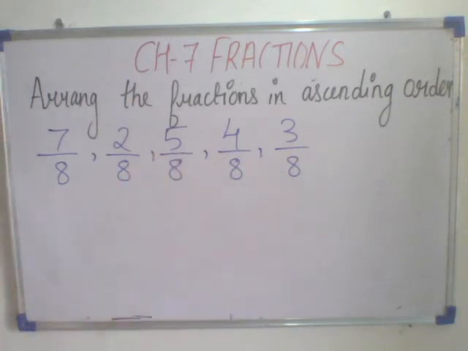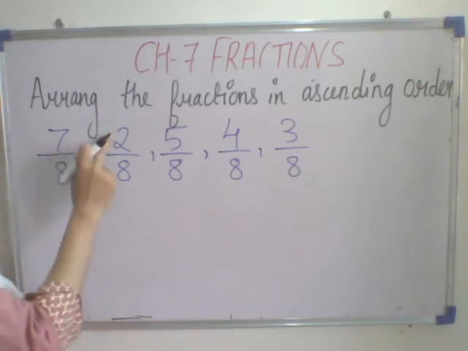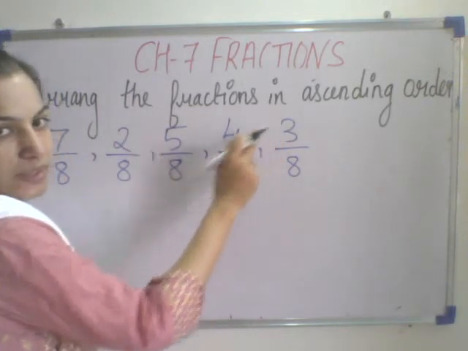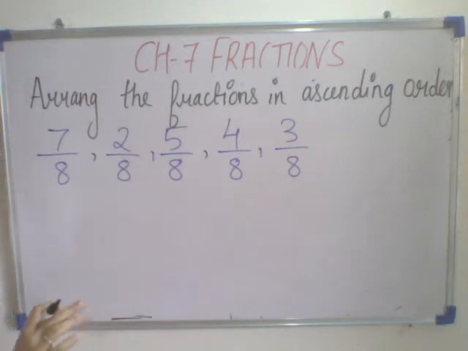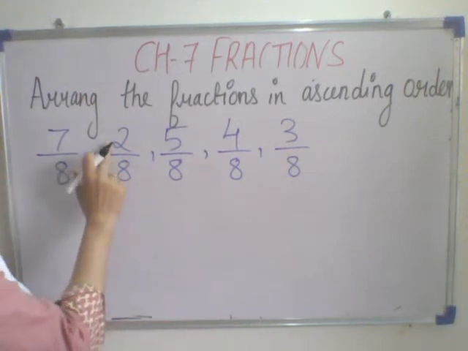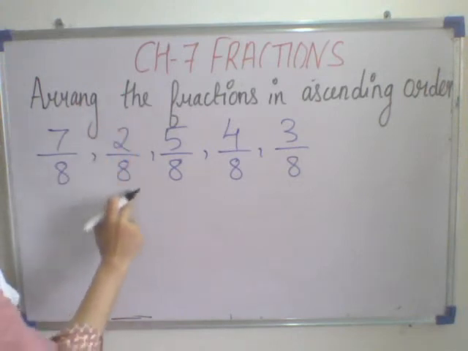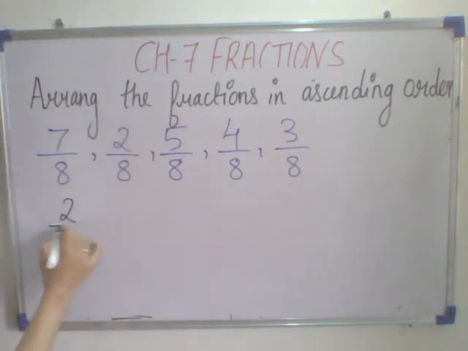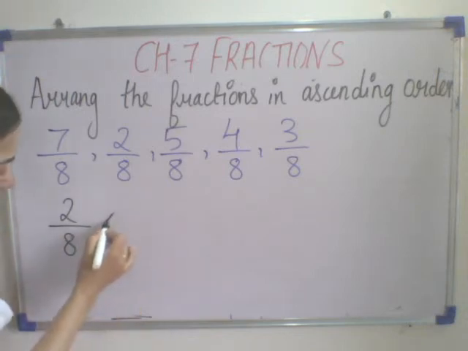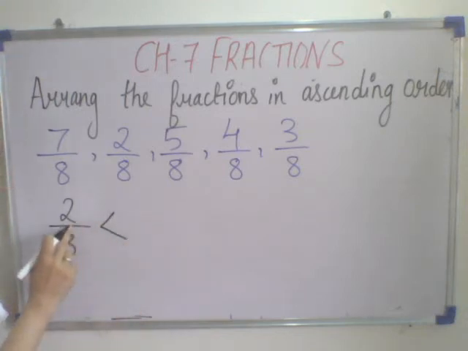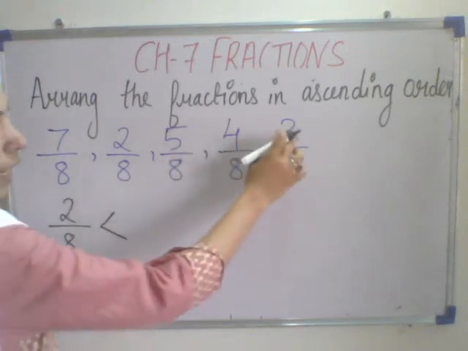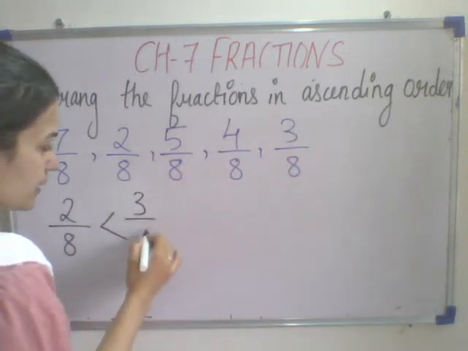So what do you have to see? You have to see the numerator. The numerators are 7, 2, 5, 4 and 3. Which one of these is smaller? 2 is smaller. So first of all I will write 2 upon 8, and I will put the sign like this because it is smaller. Then I will write 3 upon 8.